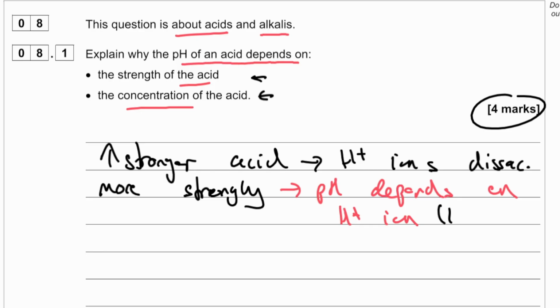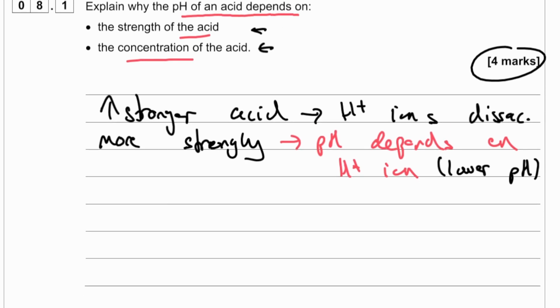So we can also write that you get a lower pH. Remember, stronger acids have a lower pH. So therefore, that's the stronger acid one explained, why the pH depends on the strength of an acid. Remember, stronger acid, hydrogen ions dissociate more, therefore your pH will be lower because pH depends on the concentration of hydrogen ions. We can actually add concentration here.